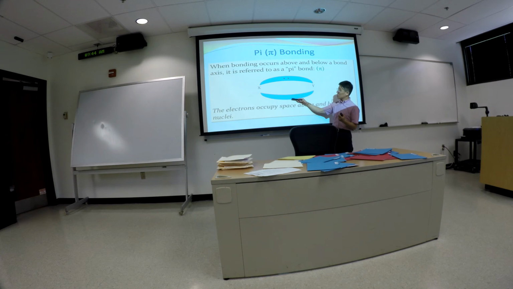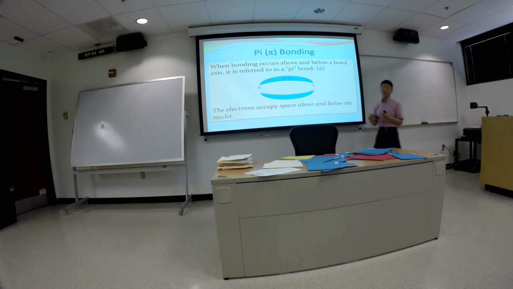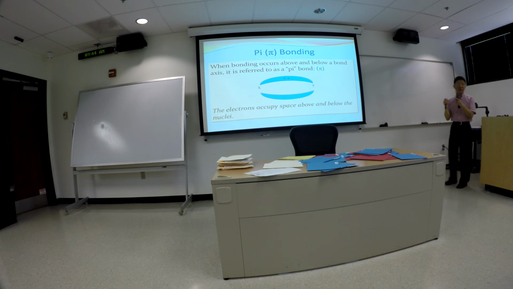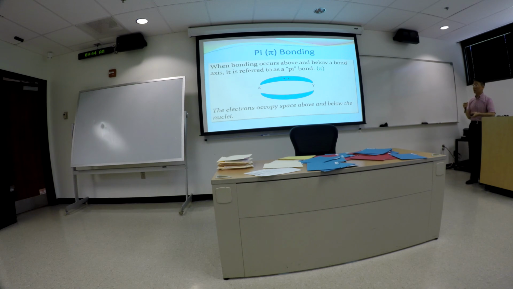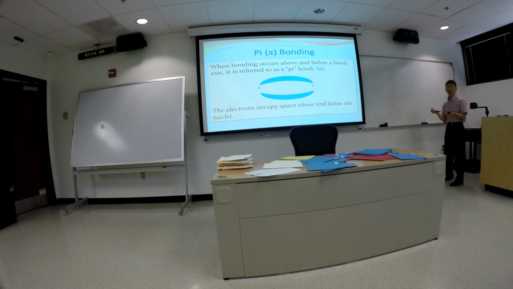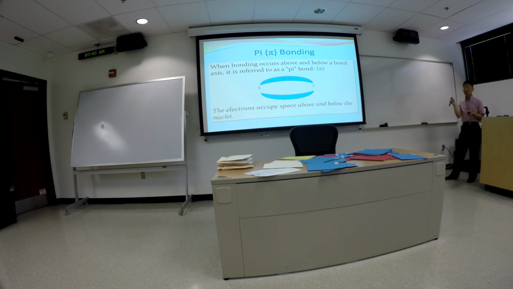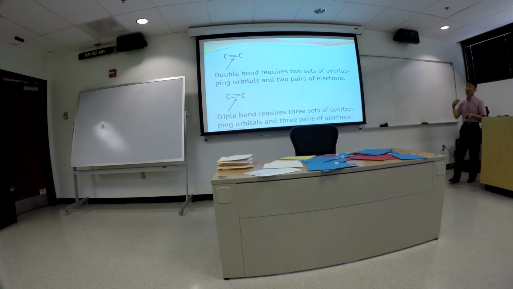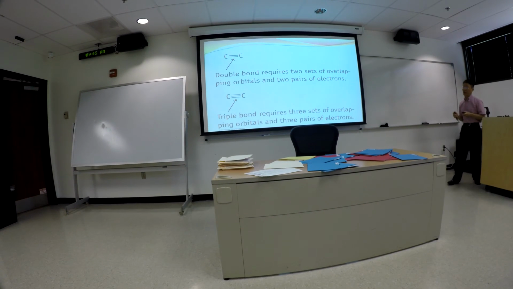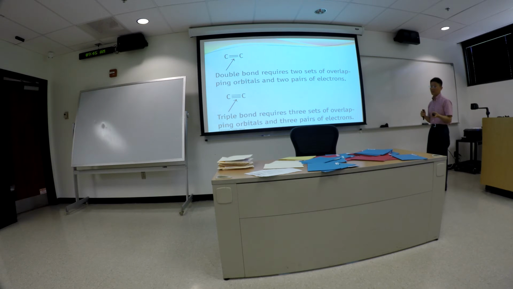Slightly above the bond axis or below the bond axis. So they are not as strong compared to the sigma bond. They do not occur by themselves, and they're always associated with the sigma bond. There has to be a sigma bond connecting the two atoms together before the pi overlap can start.